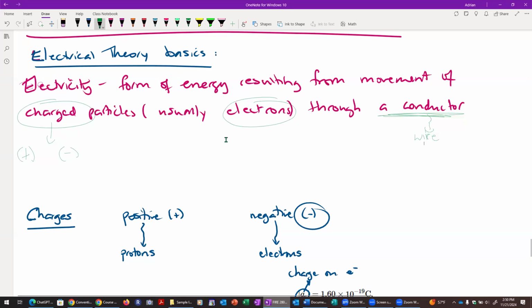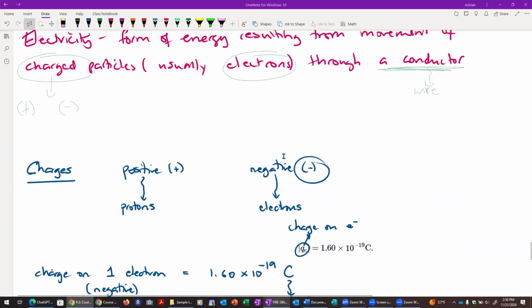Now, a couple things to note here when it comes to the charges. So we mentioned positive charges, negative charges. We talked a lot about the atom and the subatomic particles earlier on in the semester. And as we recall from that discussion, there are two particles that are charged in a typical atom. Those would be the protons, which carry a positive charge. And then we also have the electrons that would carry negative charges, right? So protons are positively charged, electrons are negatively charged.